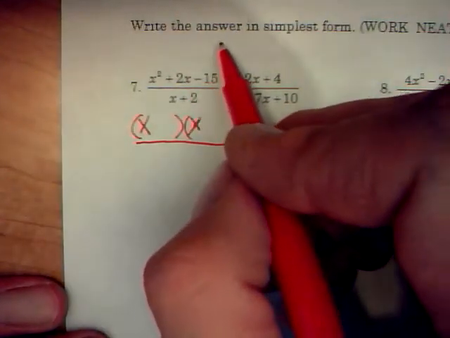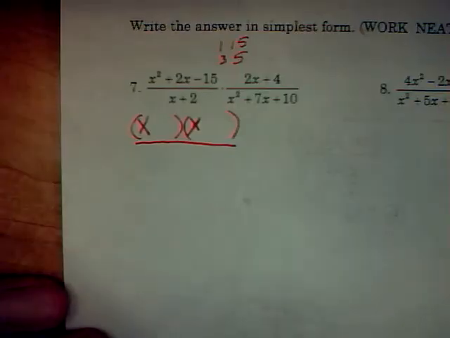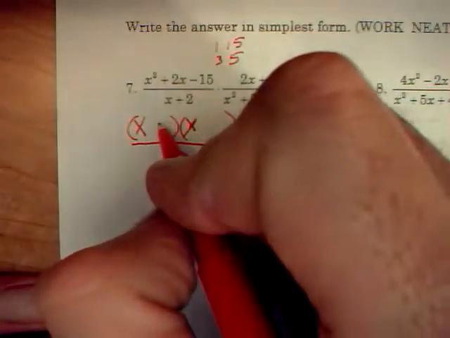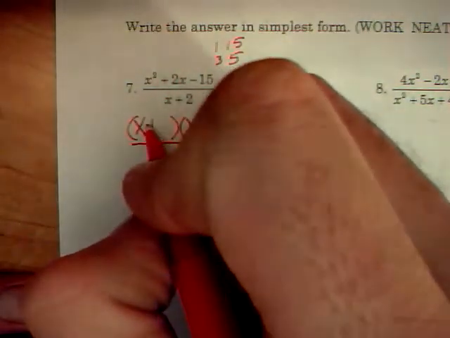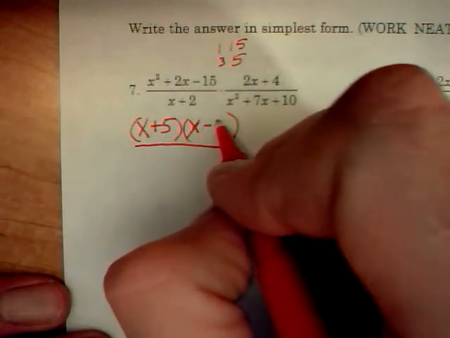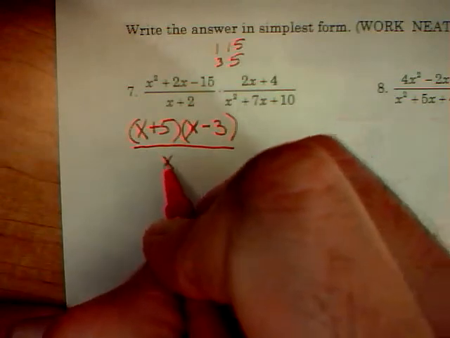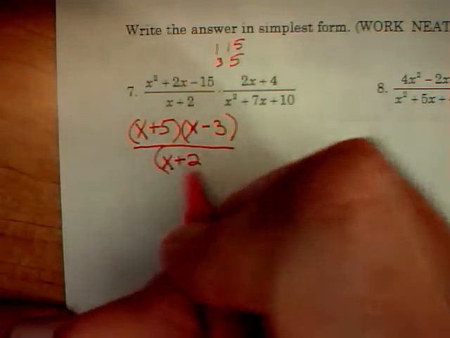So we got 1 and 15, or 3 and 5. Looks like 3 and 5 can get us a 2. So we're going to need a positive 5, since the larger number needs to be positive, and a negative 3. And in the bottom, there does not appear to be any factoring there. That's already factored.